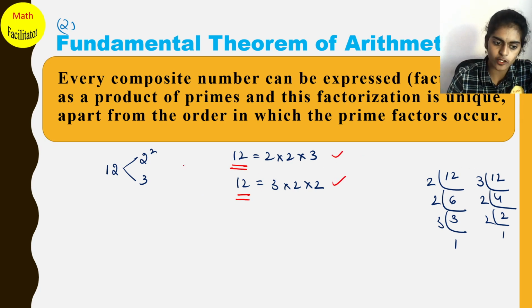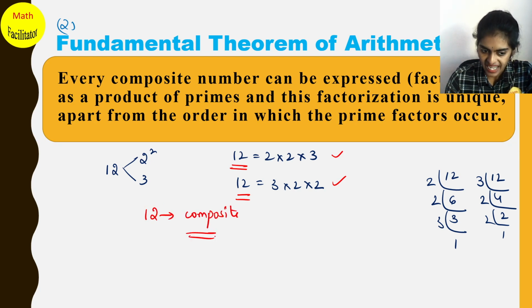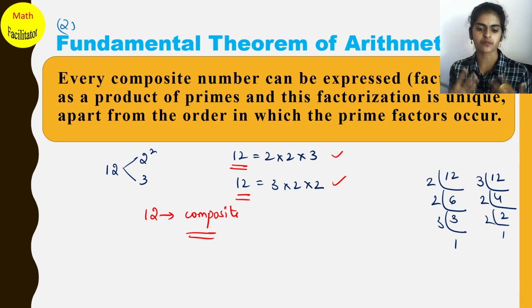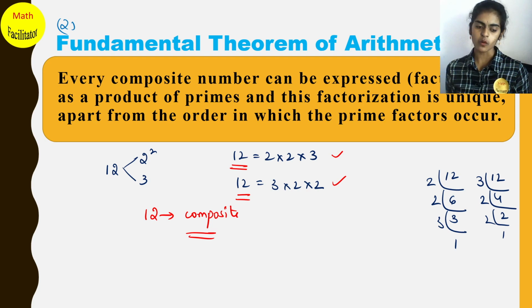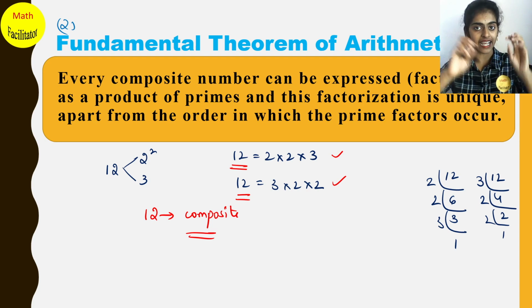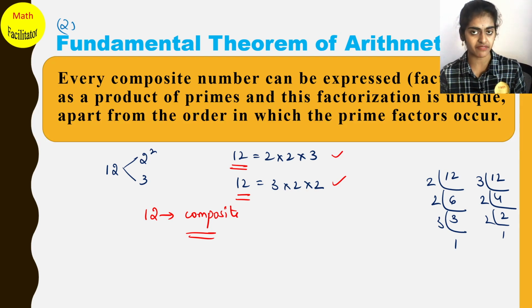And I know my 12 is a composite number. You all know that 12 is a composite number, right? Because it has more than two factors. Now, prime factorizing this composite number, I am expressing it as a product of primes. 2, 2, 3 are primes, and I have expressed it as a product of primes. Clear? So this is prime factorization.